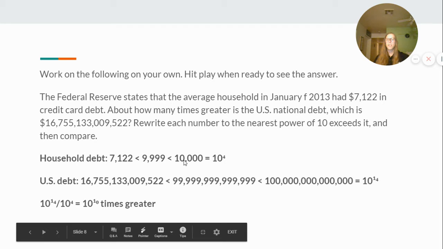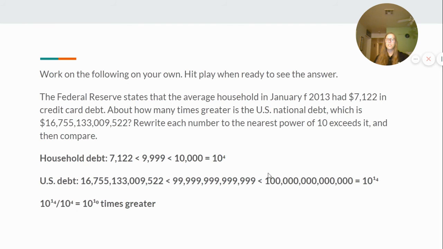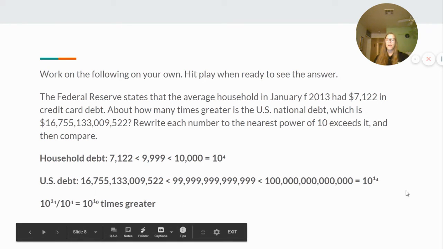So we have the household debt at 10 to the power of 4, U.S. debt 10 to the power of 14. So we take 10 to the 14th over 10 to the 4th, which is the difference of 10 to the 10th times greater.